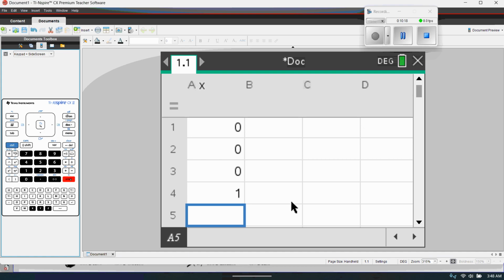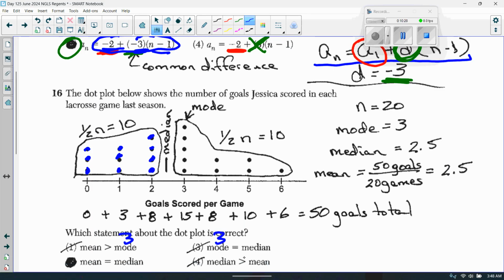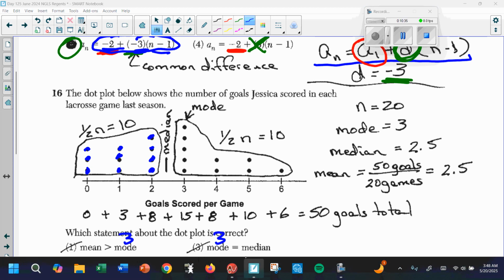3 1s: 1, 2, 3, 4. 2s: 1, 2, 3, 4. What else we got? We got 5 3s, 2 4s, 2 5s, and 1 6. Okay, let's see if I can remember that. I'm not getting that old.